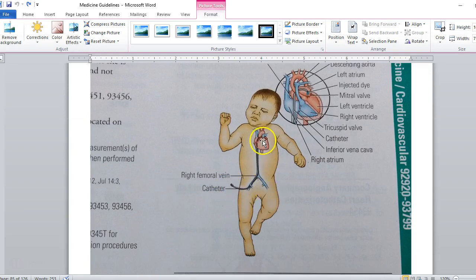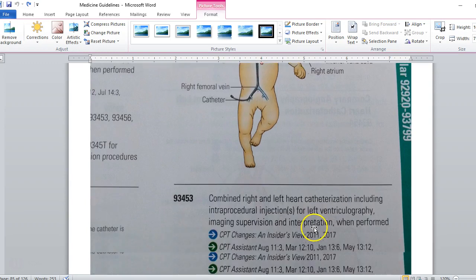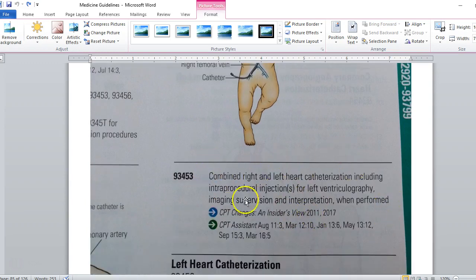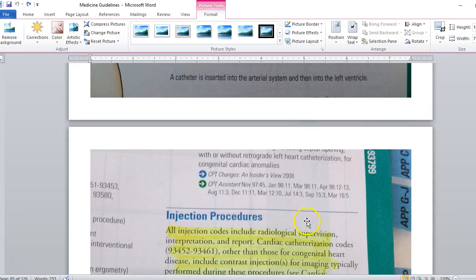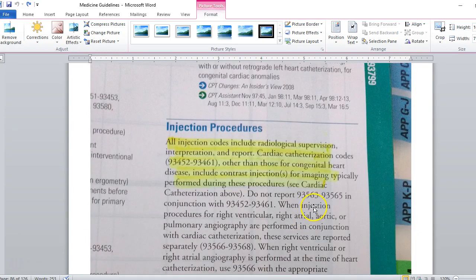Again, we can go into the femoral vein, right or left side. They just happen to be both showing the right. This is the combined right and left heart catheterization. And then, as we're going to see in a minute or two, we have a table that can also help us out with all of these.